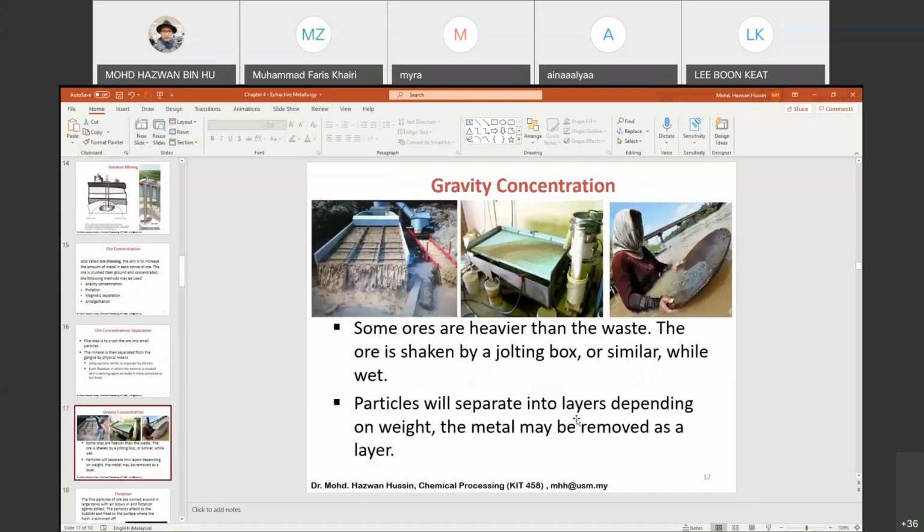The first method is known as gravity concentration. Some ores are heavier than the waste. After you have ground the ore, it will be shaken in the jolting box. It will be vibrated, or similar, while wet. You will see this a lot: the treated ores, after they have been pulverized or crushed, are mobilized using water, and then go into this jolting box where the materials will later sit at the bottom of the jolting box.